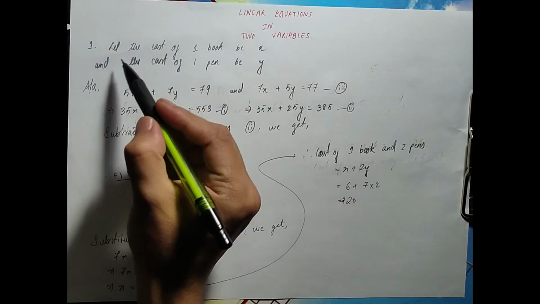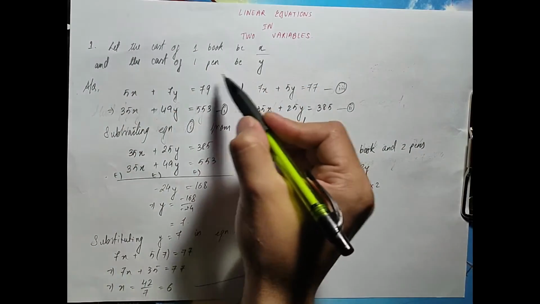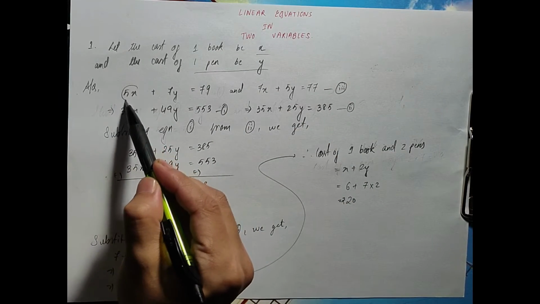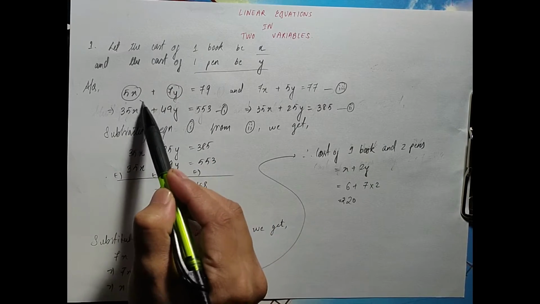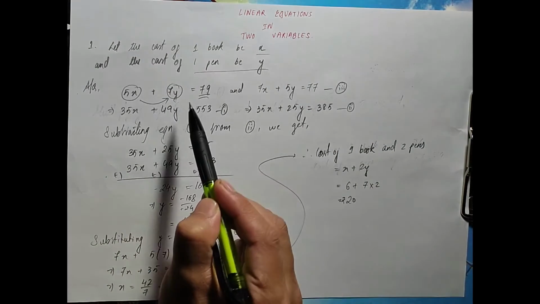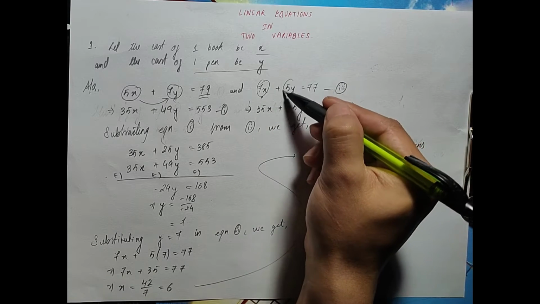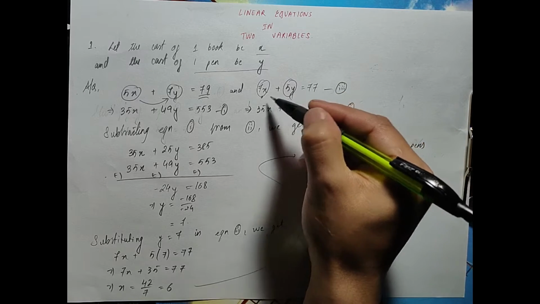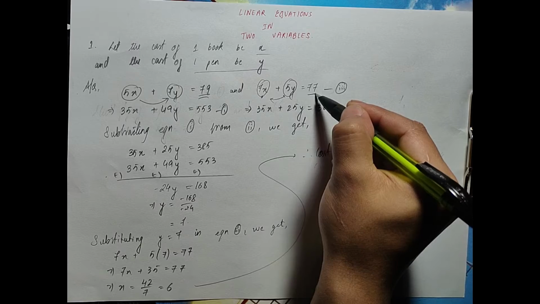So let the cost of 1 book be X and the cost of 1 pen be Y. Then according to the question, the cost of 5 books will be 5X, cost of 7 pens will be 7Y, and if you add them you must get 79. Similarly, cost of 7 books will be 7X and cost of 5 pens will be 5Y, and if you add them you must get 77.